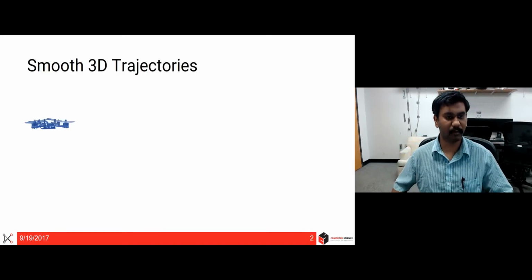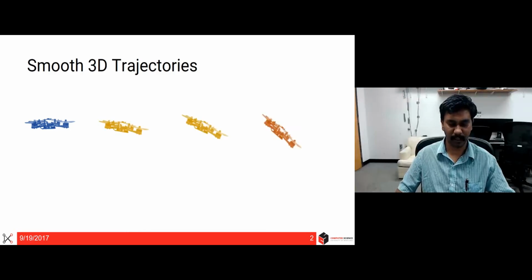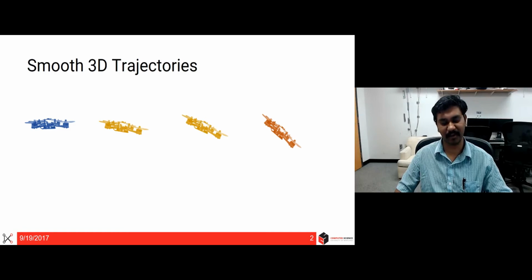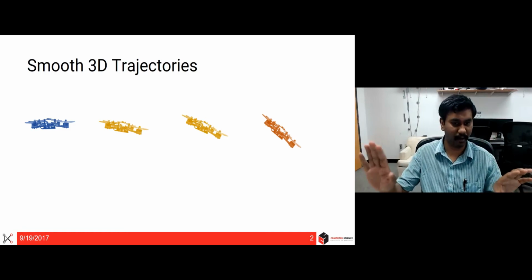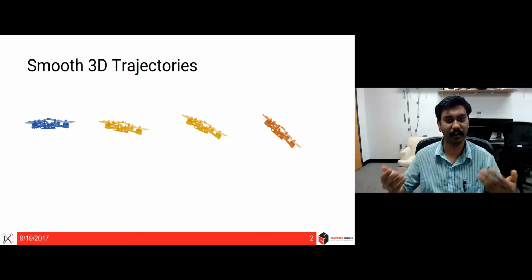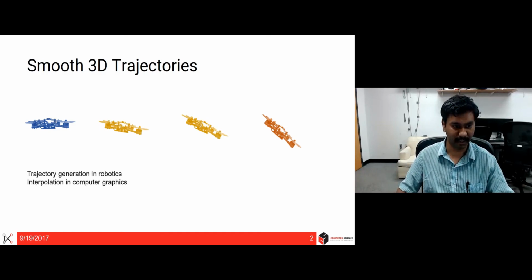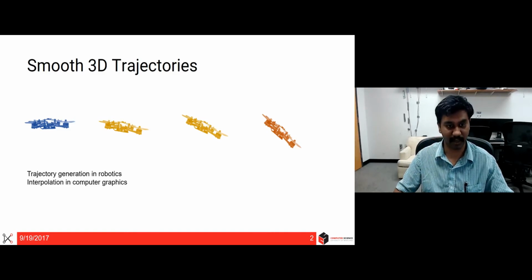So the first question one would ask is, how do we get smooth 3D trajectories? Consider a quadrotor as shown here in blue, and let the intermediate states be yellow and the final state be orange, which is you want to go from the blue state to the orange state through the intermediate states which are shown in yellow. How do we actually compute these yellow states such that they are dynamically feasible? This is also called trajectory generation in robotics, or it's also called interpolation in computer graphics. This is a very common topic studied extensively in literature, and we are going to be talking about some of the algorithms which we'll be using for quadrotor trajectory generation today.